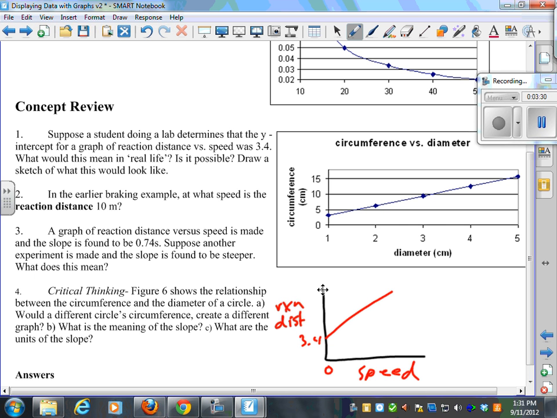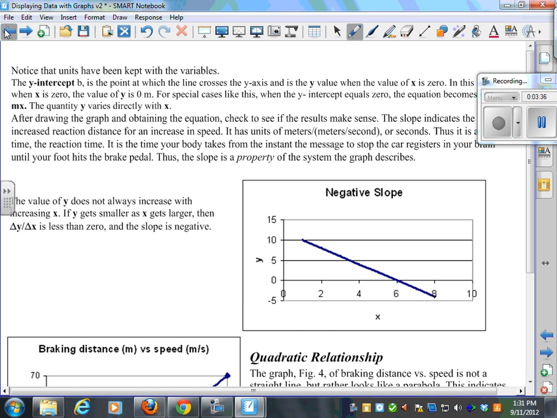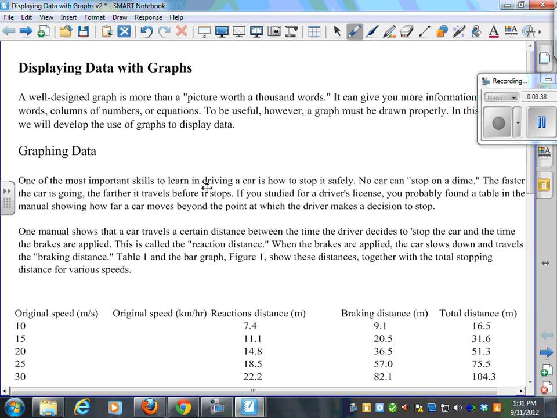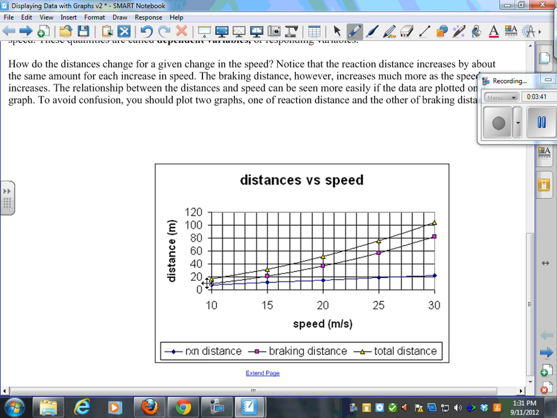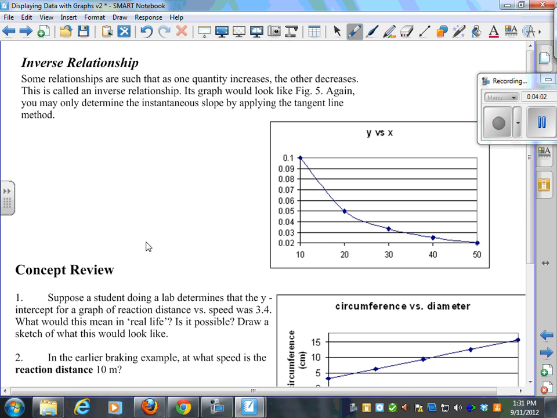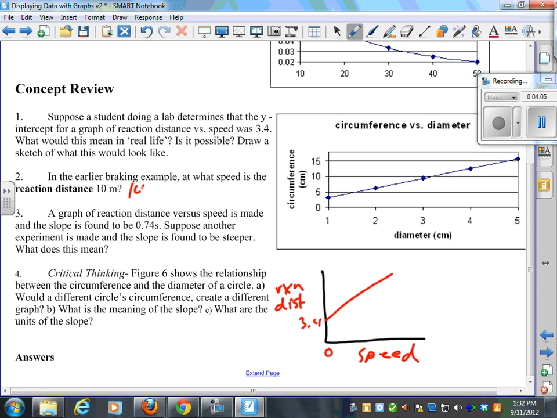Number 2, in the earlier braking example, at what speed is the reaction distance 10 meters? In other words, go back to this graph here and find a reaction distance of 10 meters. And did I get this far? I don't remember. It would be about there, would it not? Right? That line there is the reaction distance line. 10 meters is about halfway, so about 14 and a half meters per second, something like that. Right? So about 14 to 14 and a half meters per second.